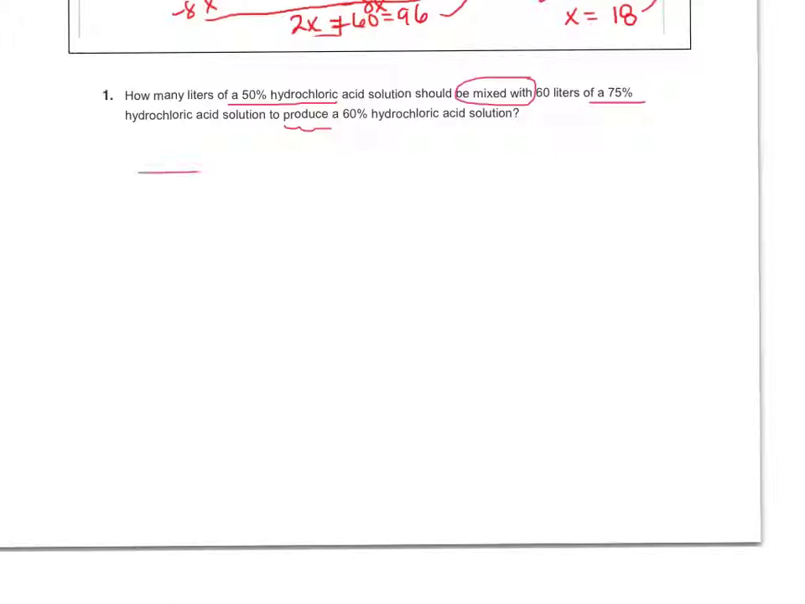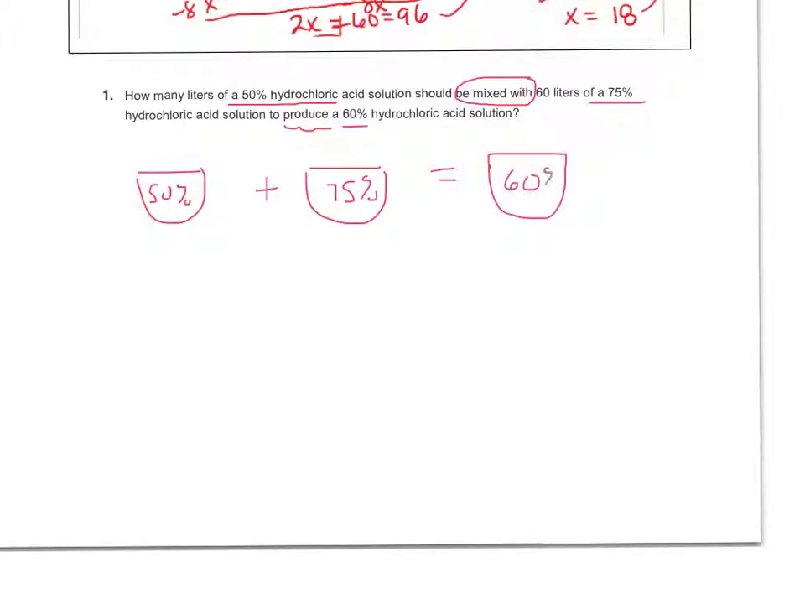The word "produce" is what I want to end up with. So I'm going to show my two things that I'm mixing together. I'm getting my bottles and I'm going to mix them up, and then I'm going to get my new amount. I label my bottles with their percentages. I have 50%, and then I have 75% solution, and I want to end up with a 60% solution. Then I look for my amounts because they're filled with liquid.